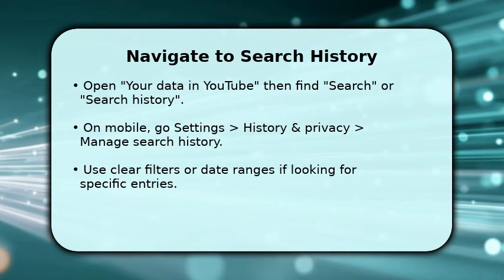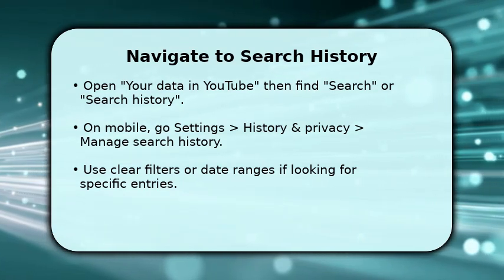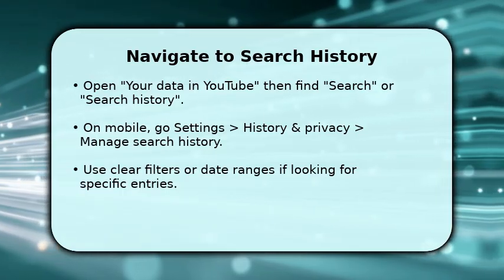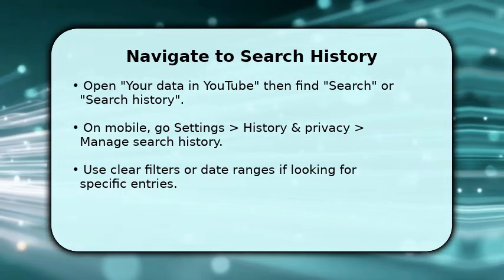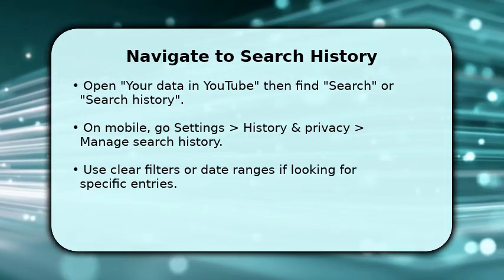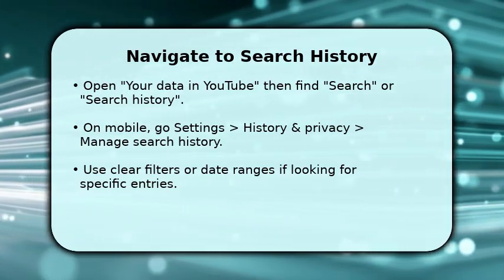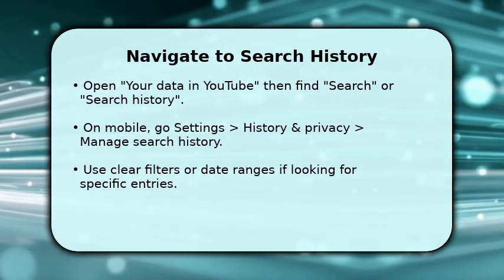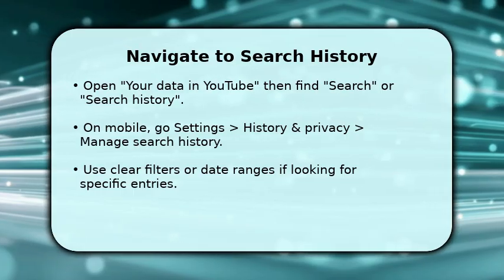Once done, choose the section labeled Search or Search History so you can view itemized queries. On desktop, you may see a direct link under Watch and Search Activity that opens the My Activity page. On mobile, go to Settings, History and Privacy, Manage Search History. Scroll to see entries or use the search field on My Activity to filter by keyword or date.